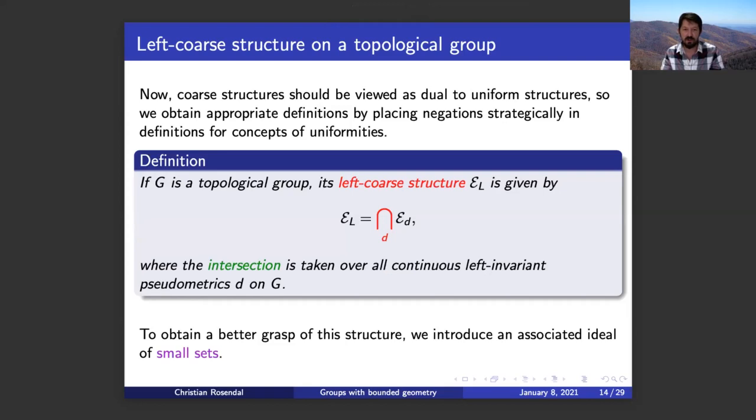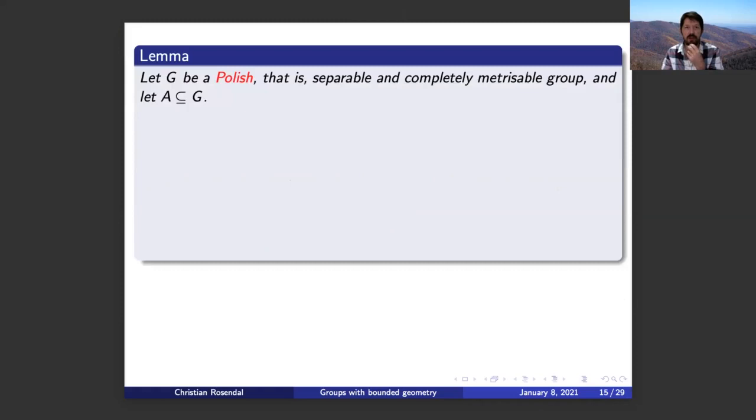So really, to see that this makes any sense and this is a useful notion, we should try to have a better grasp of this structure in order to do analysis of the associated objects. So the first thing to do is associate an ideal of small sets with this structure. Let me in the future just assume that you're dealing with nicer topological groups and not completely abstract groups. So these are the Polish groups that I'm mainly interested in: the topological groups that happen to be Polish spaces. So these are separable and completely metrizable groups.